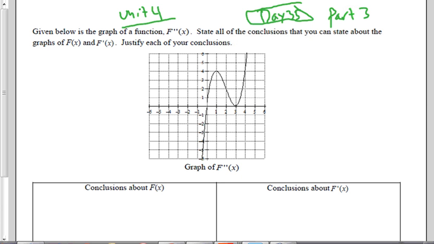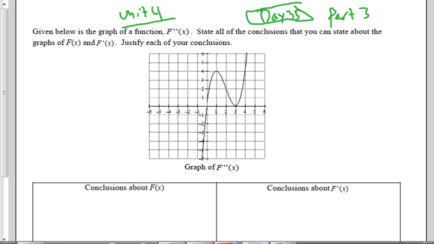Calculus Unit 4, Day 35 Notes. This is Part 3. This time we are going to have the second derivative, and we're going to try to state all the conclusions that we can come up with about the graphs of the original function and the first derivative. So very similar to the previous ones.